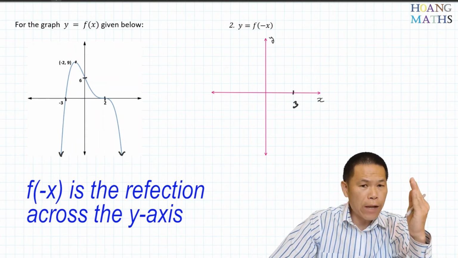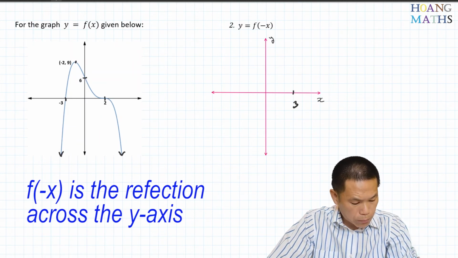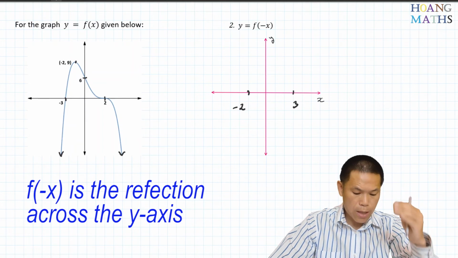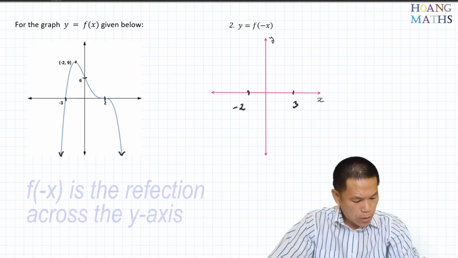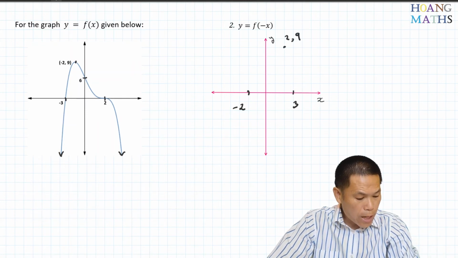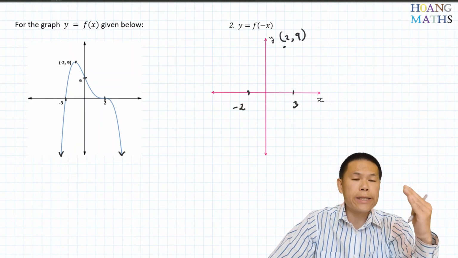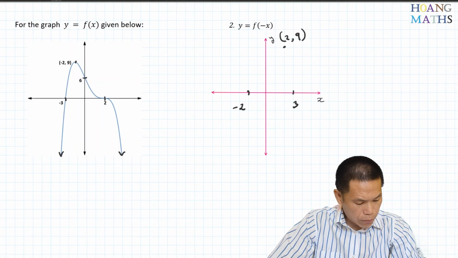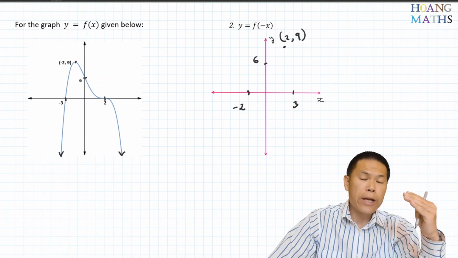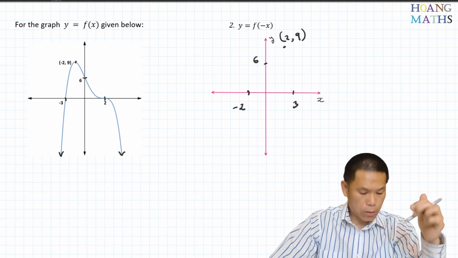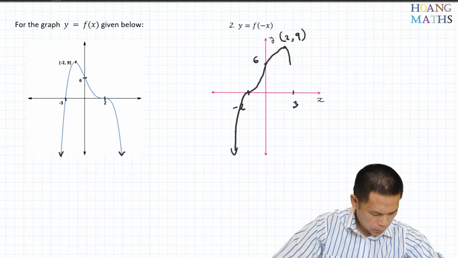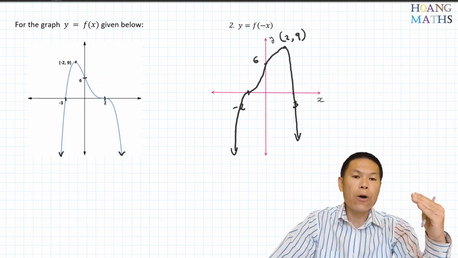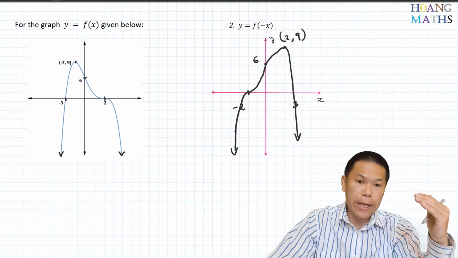And then the point of inflection at 2, 0 becomes negative 2, 0. And the turning point at negative 2, 9 becomes 2, 9. Up there somewhere, okay? It's just 2, 9. And the y-intercept at 6 does the same. So roughly. So now we just sketch it, okay? So we start from here. There you go. So this is f of negative x.